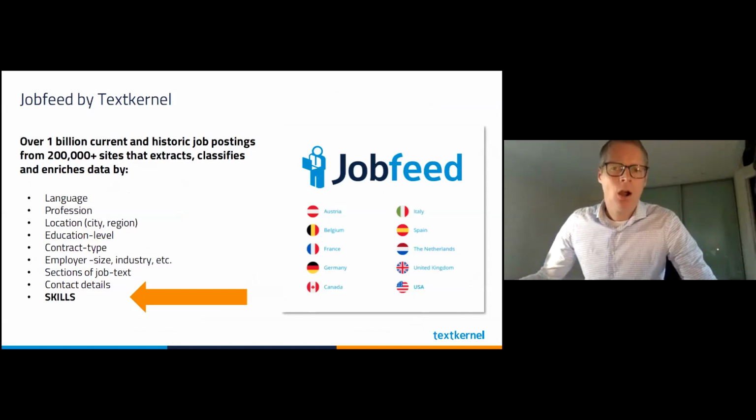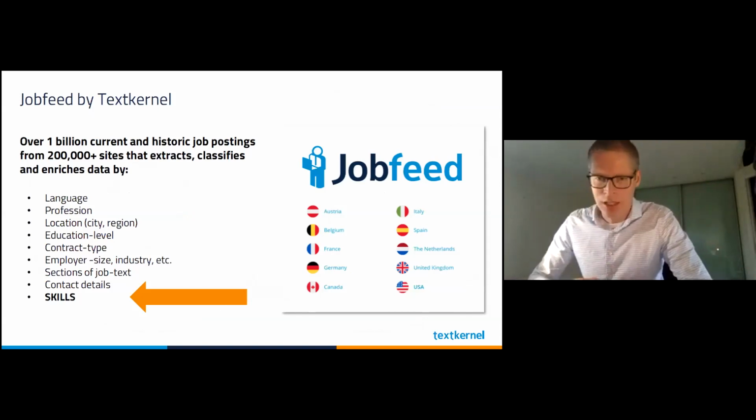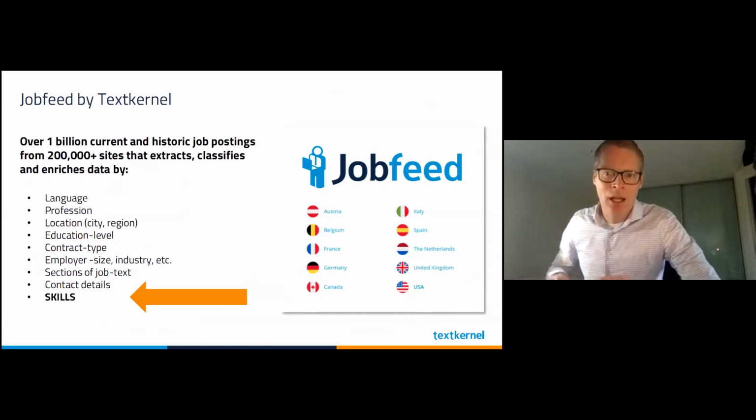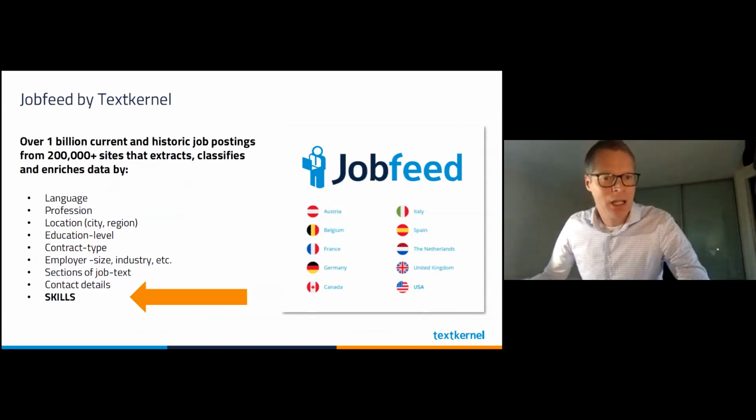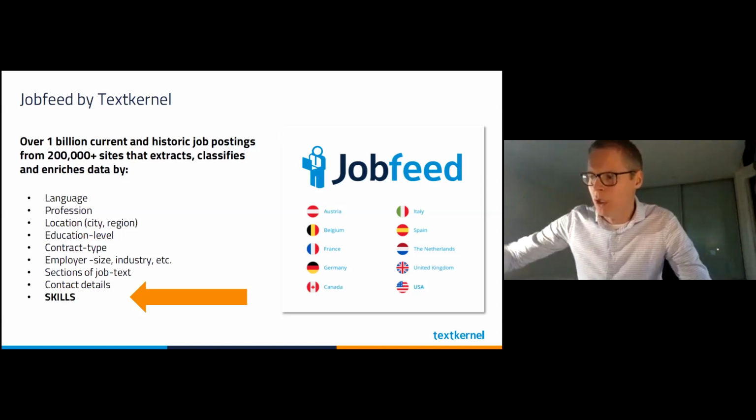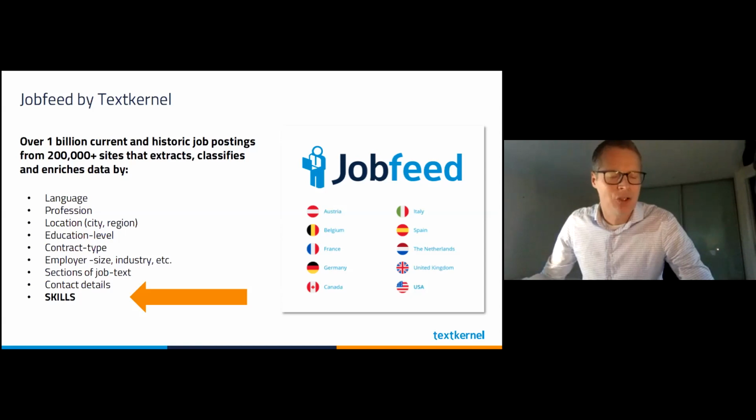So our vacancy data is inside a product called JobFeed. We spider the web in 10 countries. We spider for vacancy postings in 8 European countries and 2 North American countries. And we extract roughly 70 fields out of each posting. On the left-hand side, you see some of the fields that we extract from that data. And we normalize those fields also into standardized fields like standardized professions, standardized contract types, locations, education level, that kind of thing.